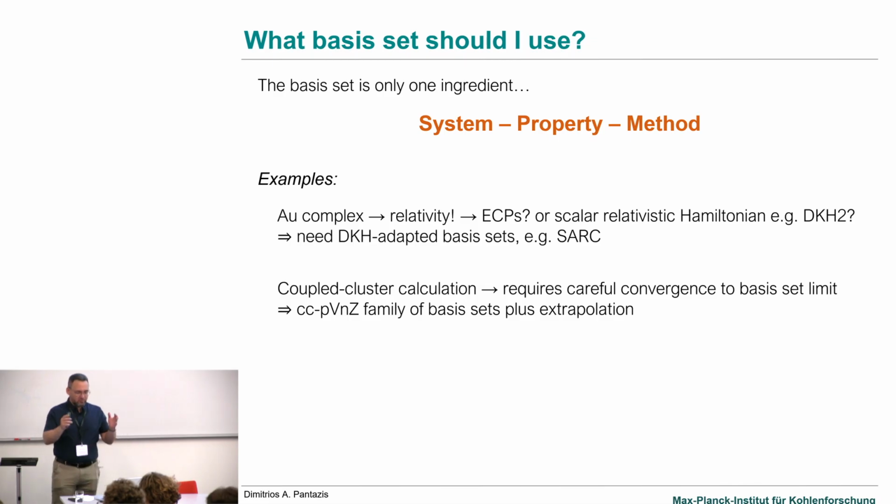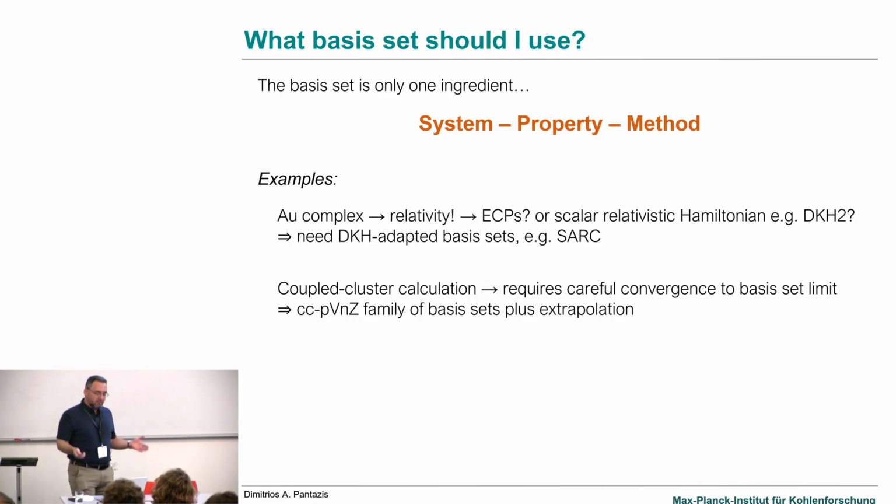So, for example, if you want to do some calculations on a gold complex, then gold is famous for relativistic effects. So you need to do something about relativity. And if you do something about relativity, then it means that you need to consider what basis sets you're going to use for the relativistic approach you chose. So if you want to do some sort of relativistic Hamiltonian, then you need to have a specific basis set for this relativistic Hamiltonian.